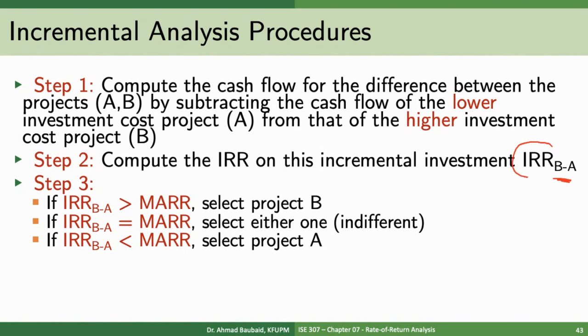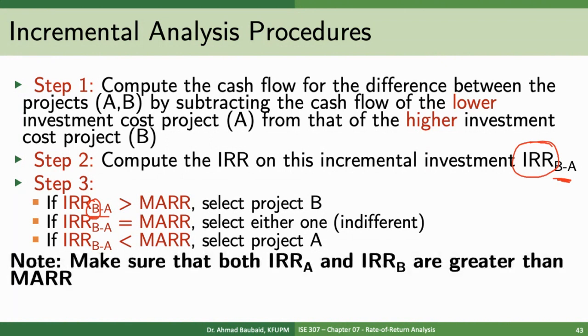I find the IRR of this incremental investment, and then I compare that to the MAR. If the IRR of the incremental investment is greater than the MAR, so if the IRR of B minus A is greater than the MAR, I'm going to choose the first one, which is B. I'm going to select project B. If it's equal, I'm indifferent. If it's the opposite, if it's less than the MAR, I'm going to choose project A.